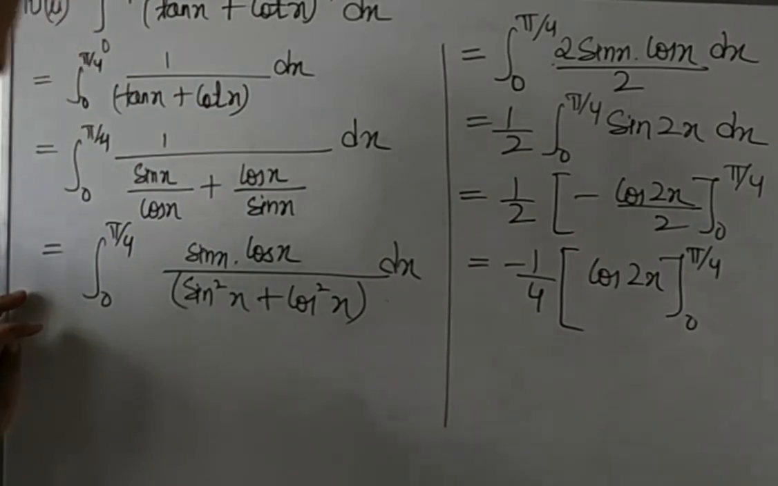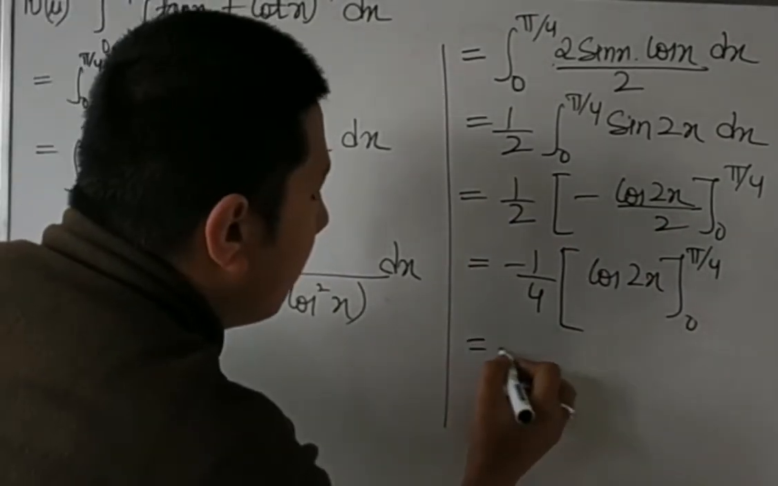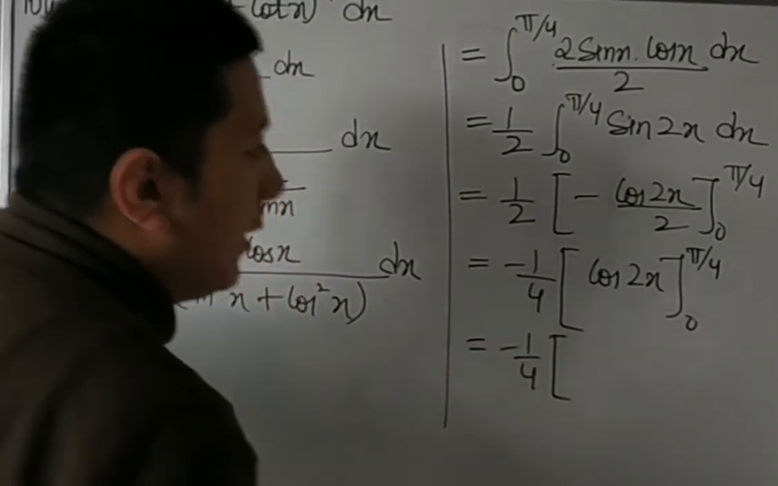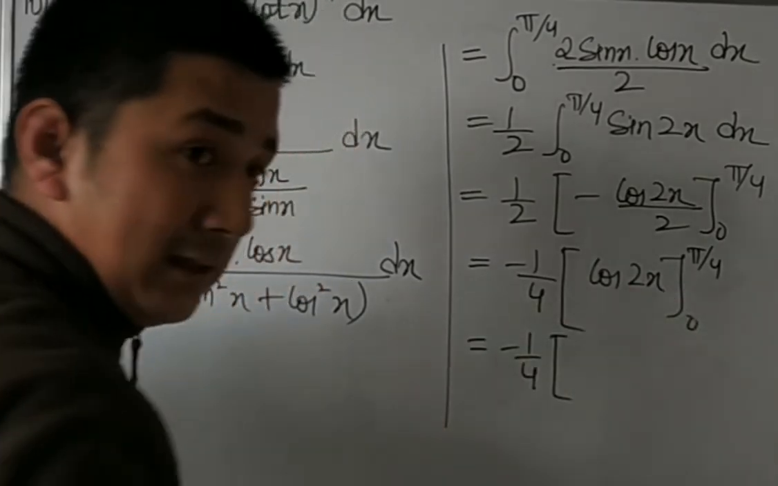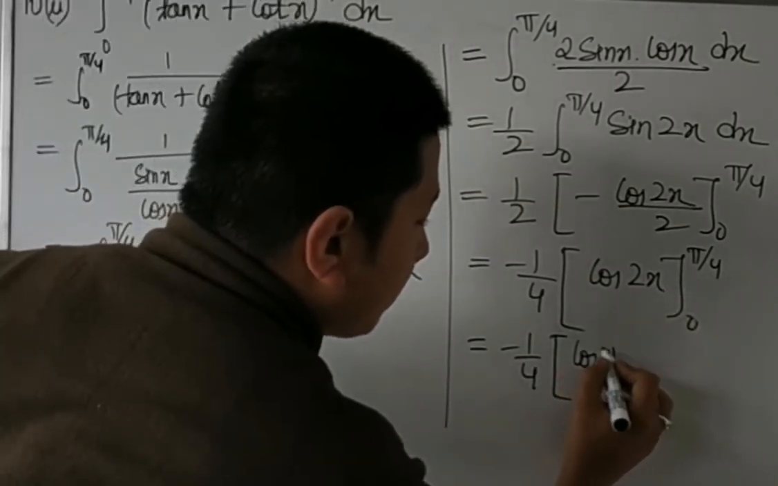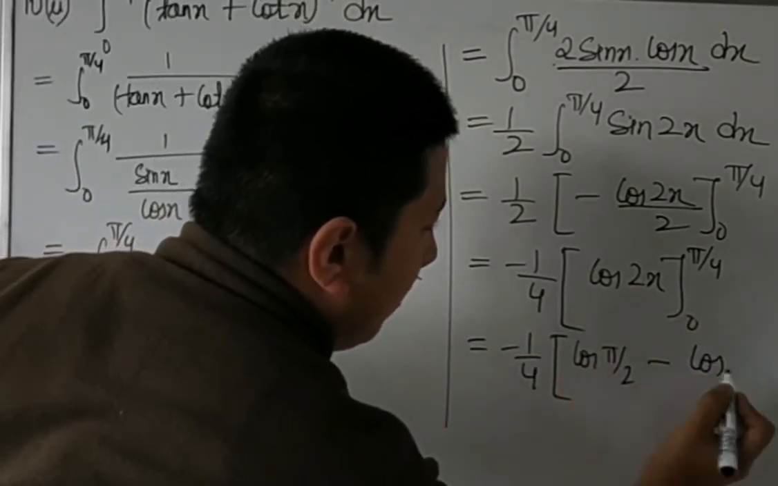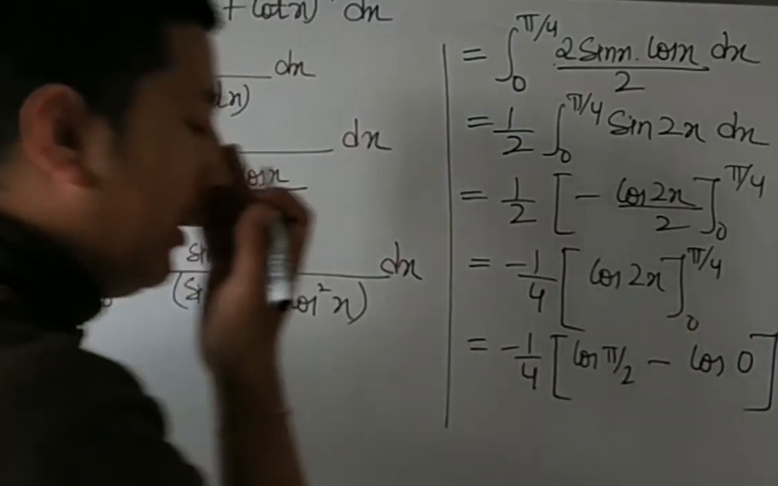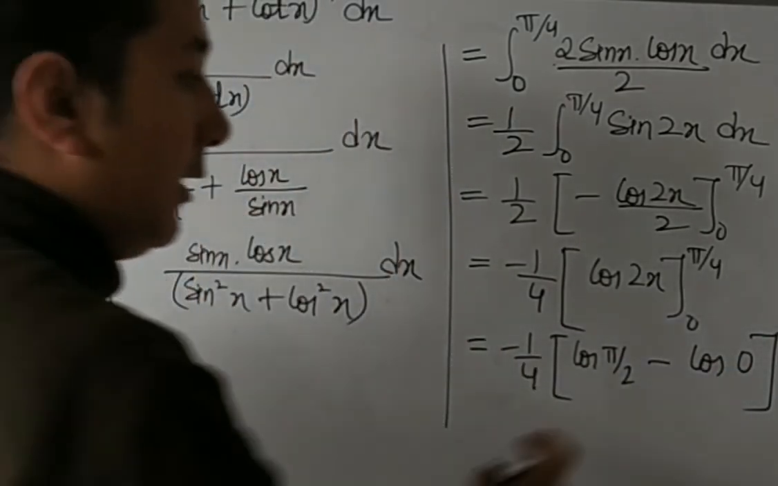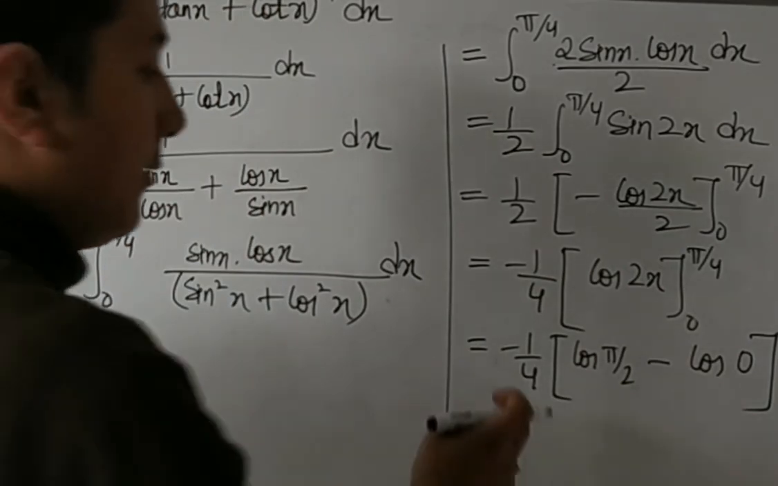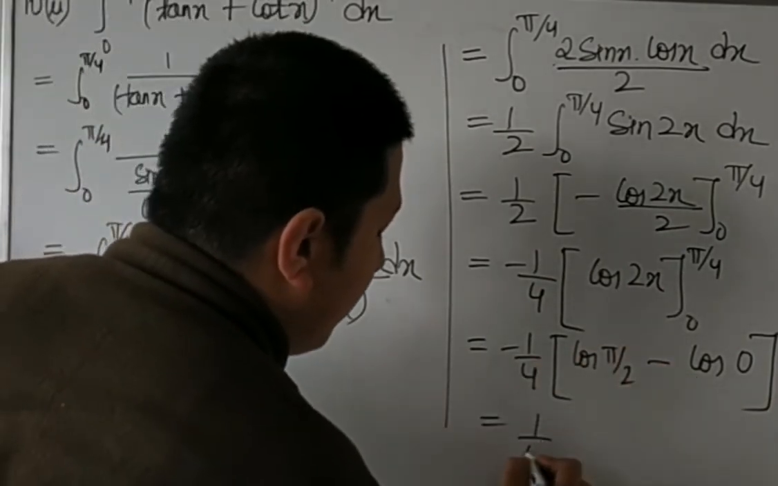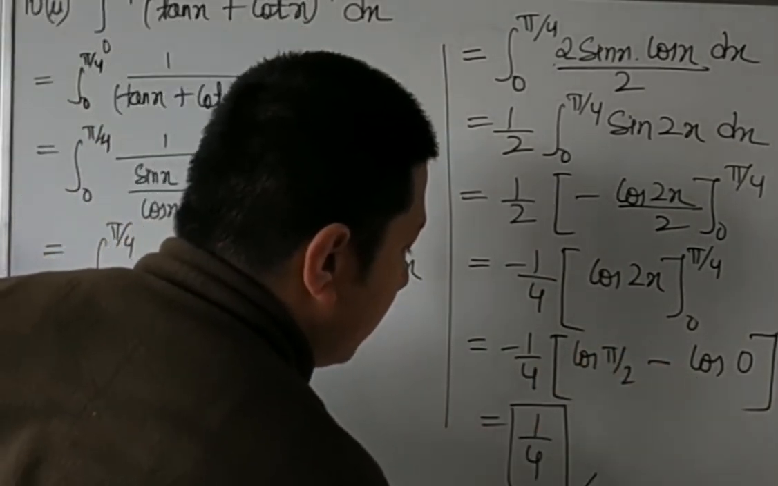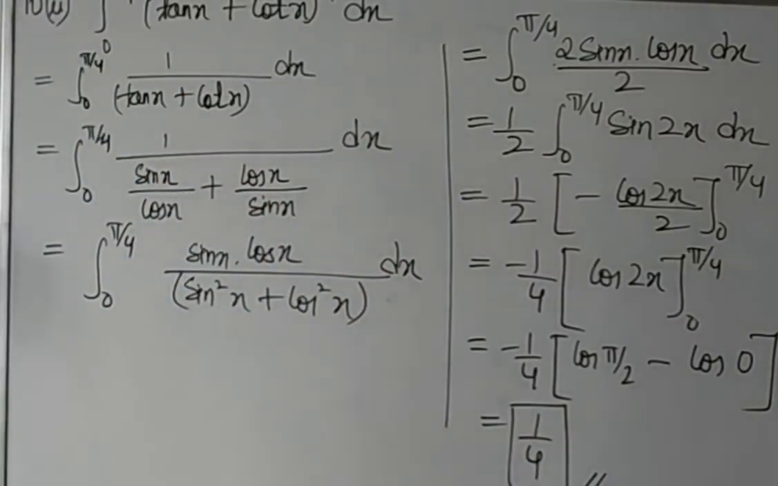So put the upper limit and then we put the lower limit, with minus 1 by 4. When I put the upper limit, 2 and 4 get cancelled out, so it will be cos pi by 2, minus, when I put the lower limit, cos 0. I know that cos pi by 2 is 0 and cos 0 is 1. So minus and minus will be 1 by 4, which is the answer. So pause the video and note it down.